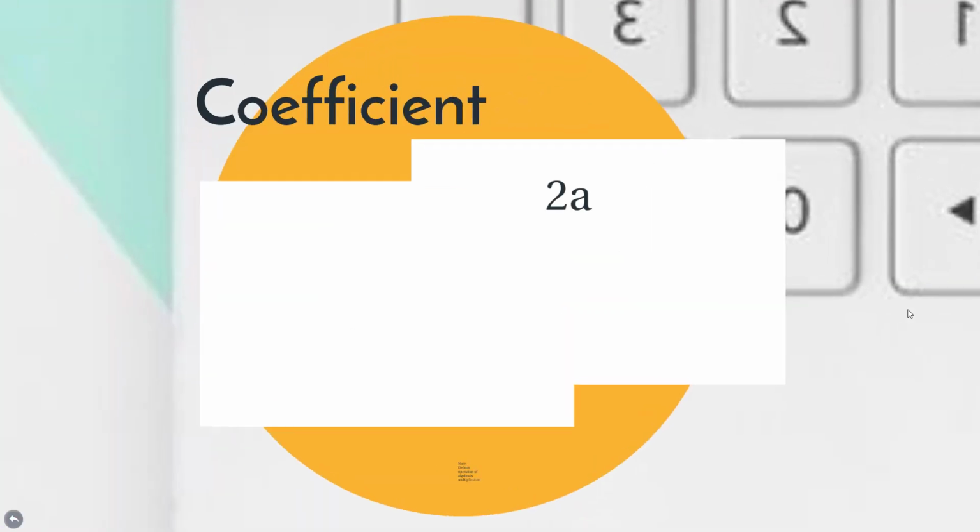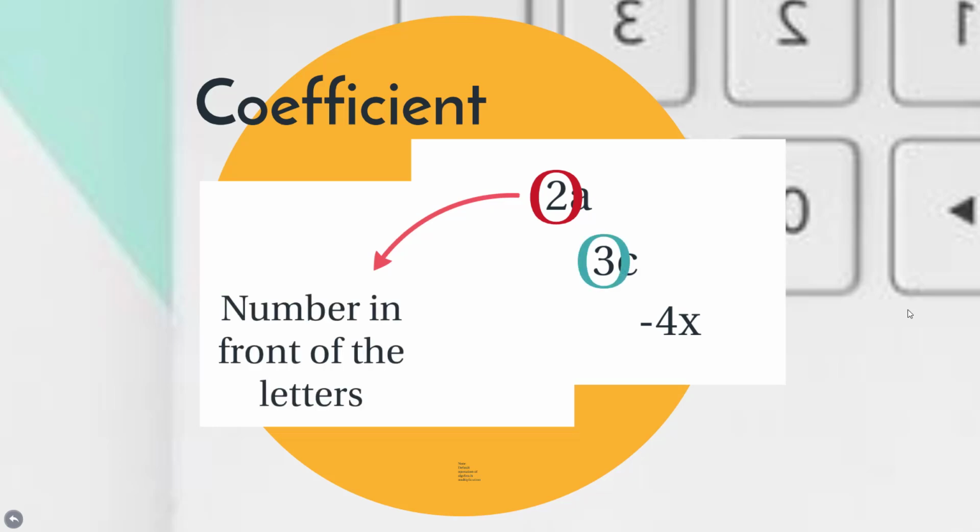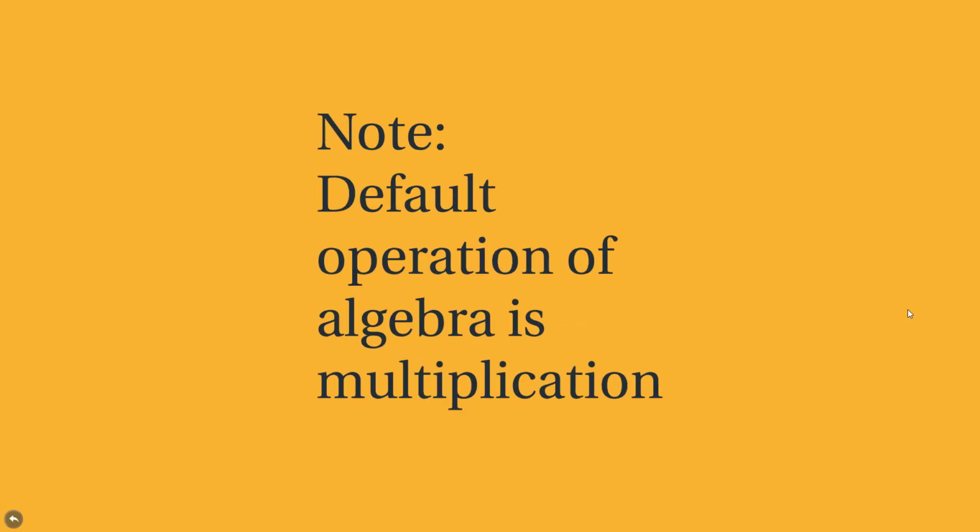As you can see here, we have 2a, 3c, and minus 4x. The number which is attached to the letters, which is in front of the letters, we call coefficient. Note that the default operation in algebra is multiplication, so if you don't see any plus, minus, multiply, or division sign, that means that it is a multiplication. We will learn more about that later on.